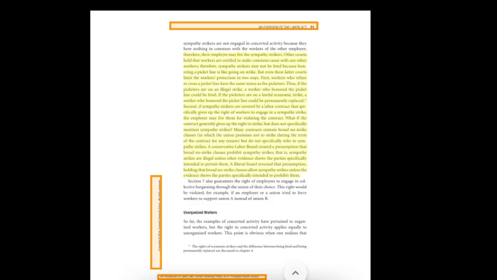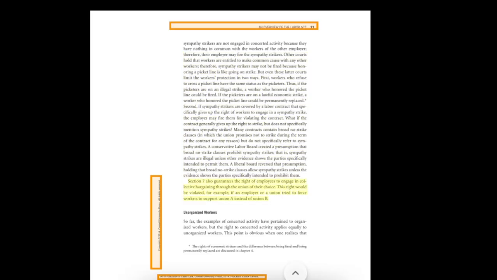A conservative labor board created a presumption that broad no-strike clauses prohibit sympathy strikes. That is, sympathy strikes are illegal unless other evidence shows the parties specifically intended to permit them. A liberal board reversed that presumption, holding that broad no-strike clauses allow sympathy strikes unless the evidence shows the parties specifically intended to prohibit them.